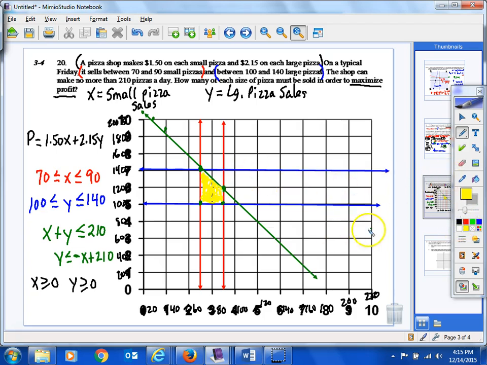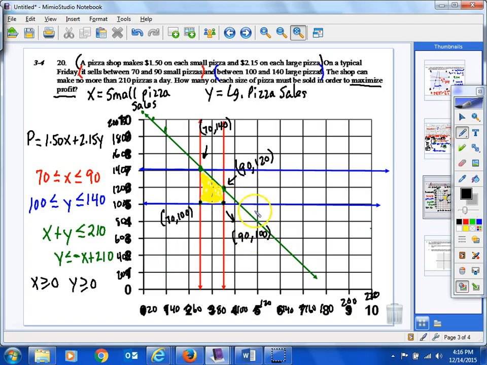Okay, so let's list our vertices. Here you can see that this is 70, 100. That's 70 small pizzas, 100 large. Here, this vertex is 70, 140. 70 small, 140 large. This vertex is 90, 120. 90 small, 120 large. And this is 90, 100. 90 small, 100 large.